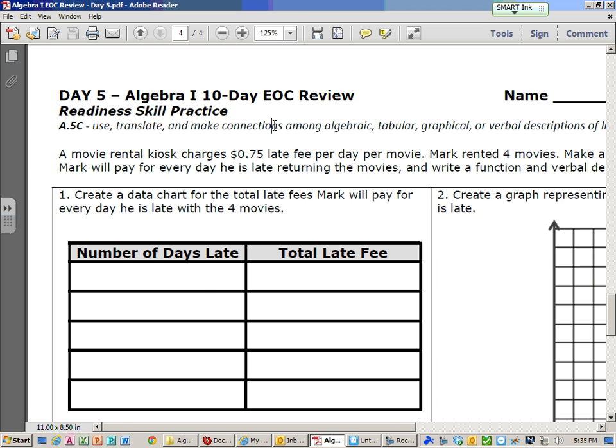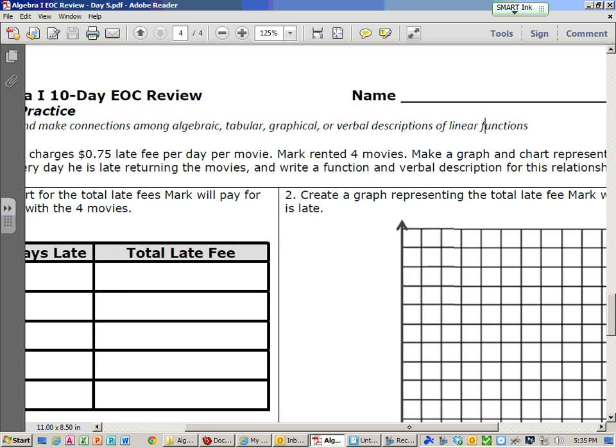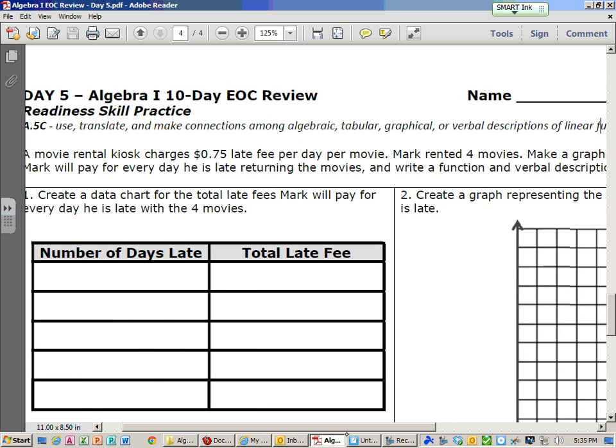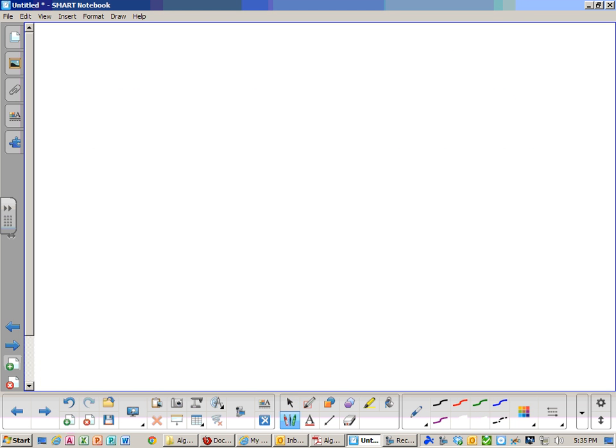And interesting, I thought this was supposed to be linear functions. Yep, linear functions. There you are. Different ways to represent linear functions: algebraically, with tables, with graphs, or with verbal descriptions, meaning stories. So there are several different ways that you can represent a linear function. So what do you need to know about linear functions?